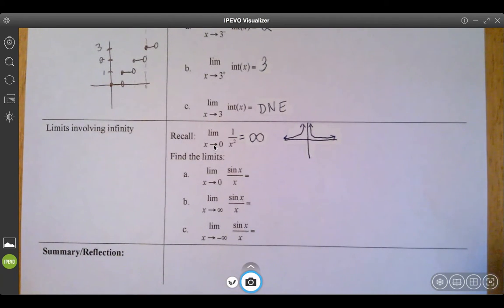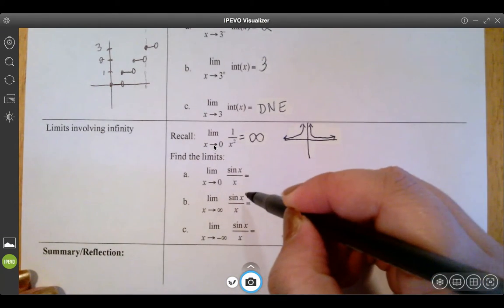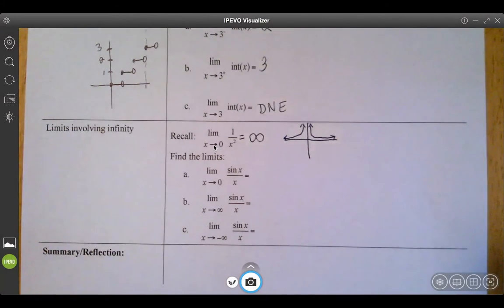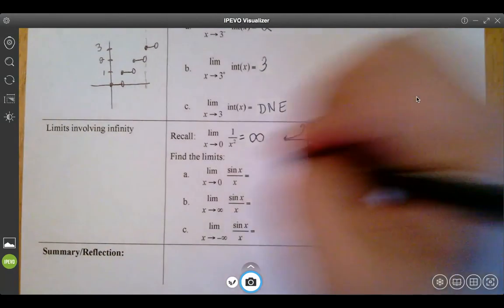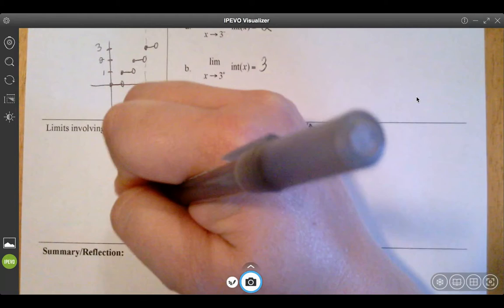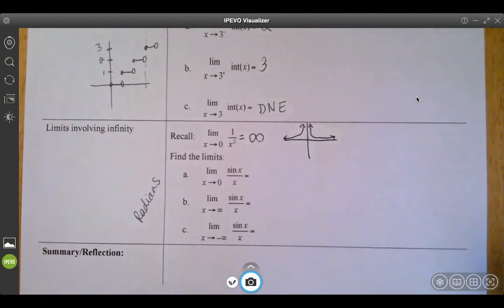And so we're going to look at these next 3 by looking at the graph of sine of x over x. So into the calculator, I type sine of x divided by x, and we're looking in radian mode. I know it doesn't say it here, but we're going to do radians because that's our default. So I'll go into mode, make sure I'm in radians, and then I'll hit graph.